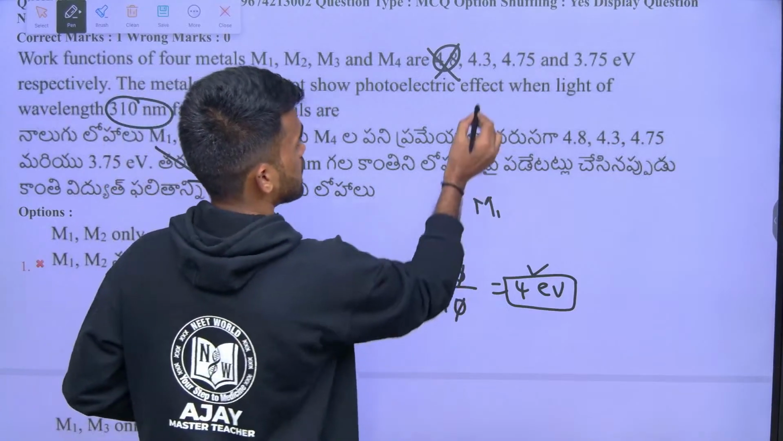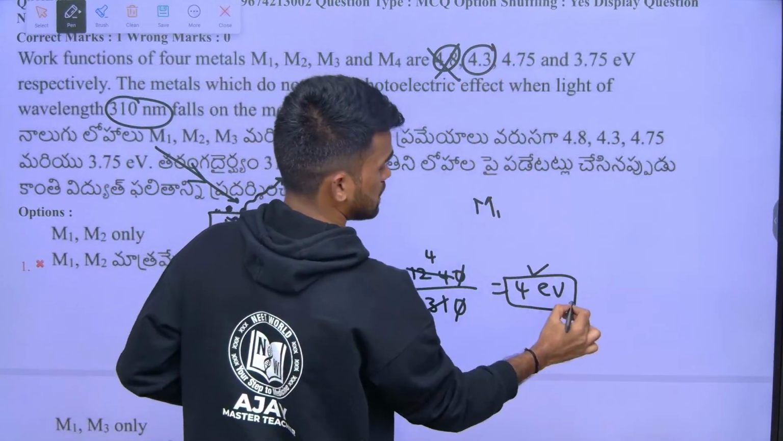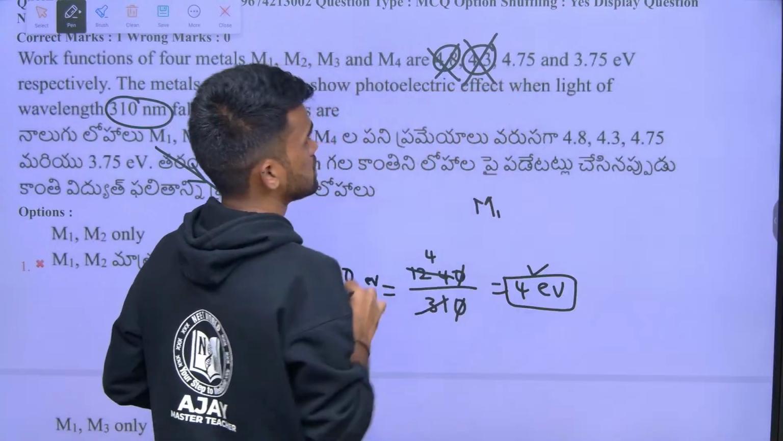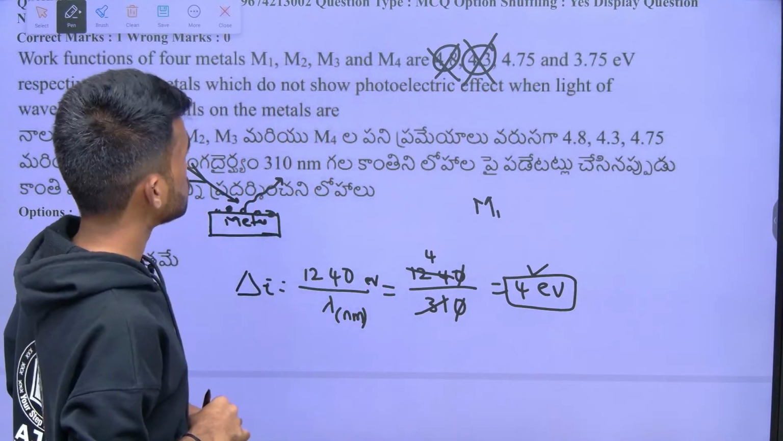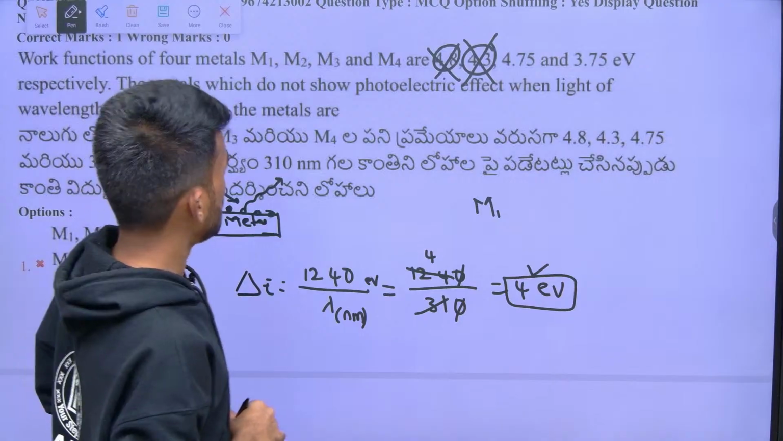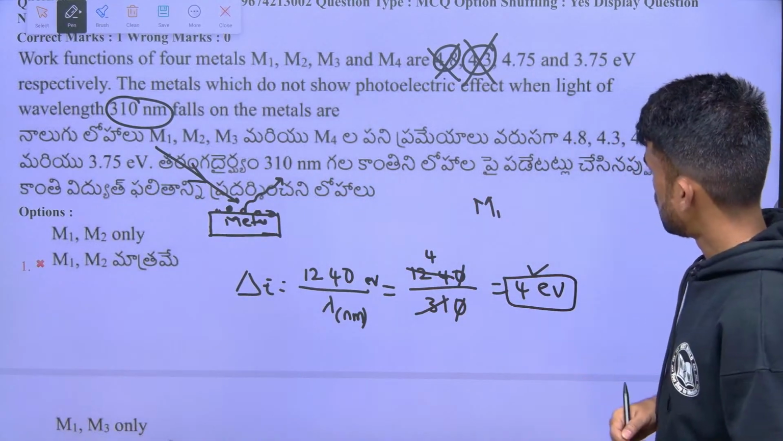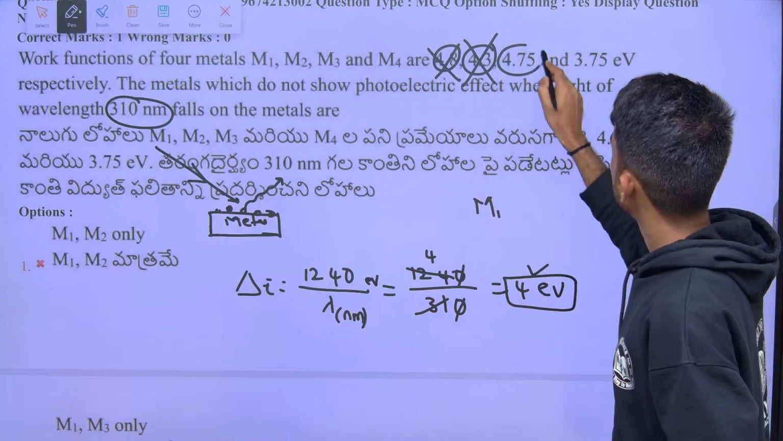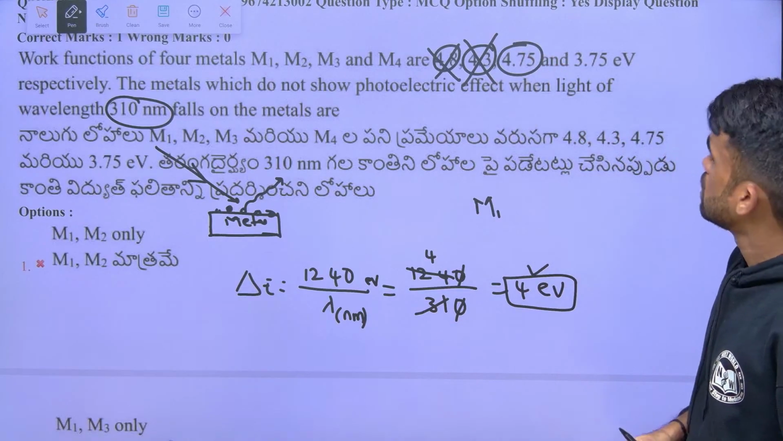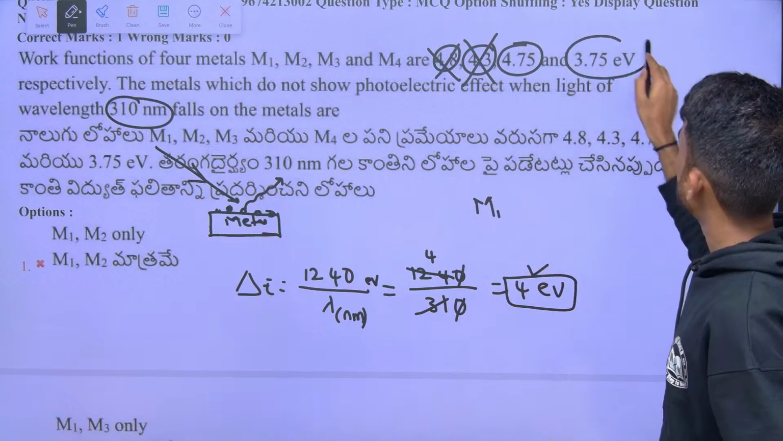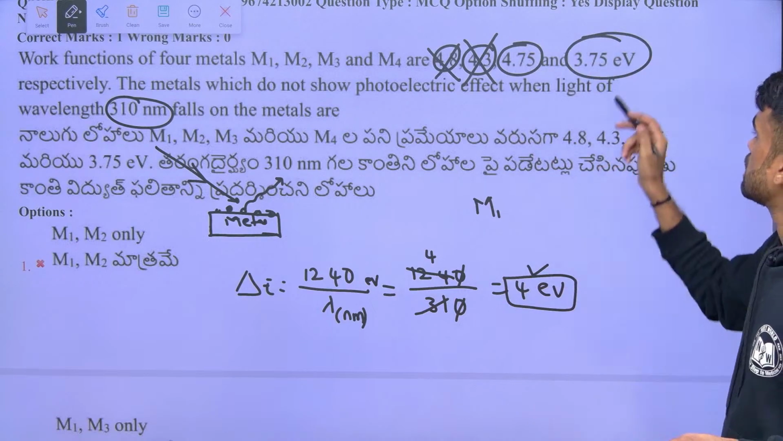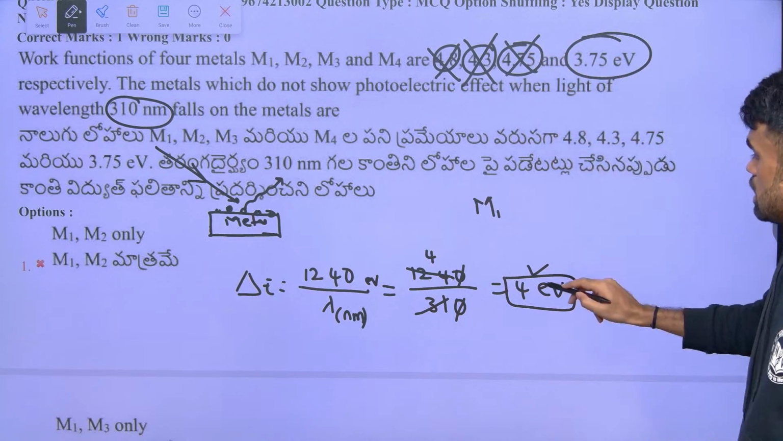Okay, so for the second one also it is 4.3, which is greater than this. So here also we cannot see. Okay, and the next one, let us look here. What about this? There also it won't happen. Only in metal 4 we can expect it, because its threshold energy is lesser than this.